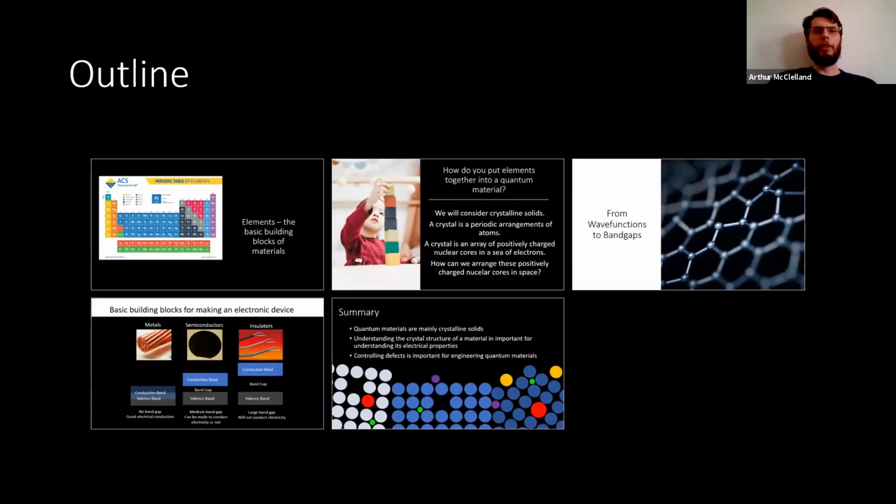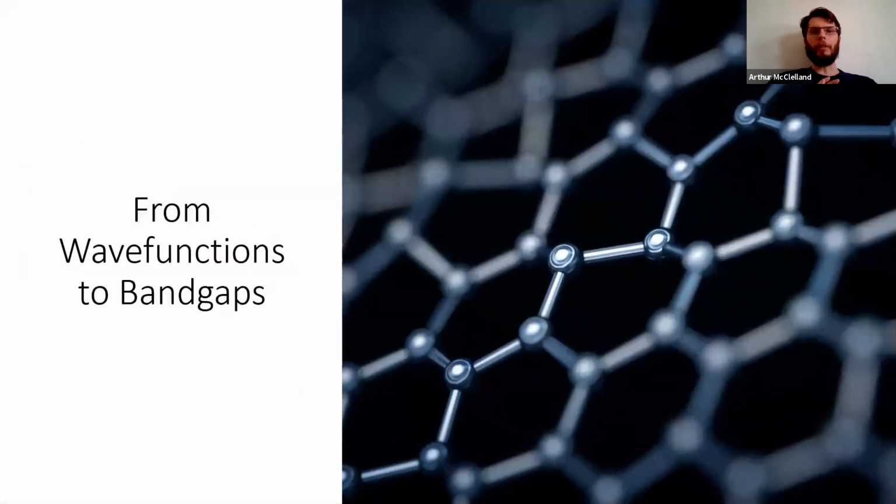All right, so we've talked about atoms and a little bit about how we put electrons in. We've talked about the nuclear cores and how we assemble them into 3D space-filling materials. And so let's dive into the quantum mechanical, heavier math side and go from wave functions to band gaps in materials.